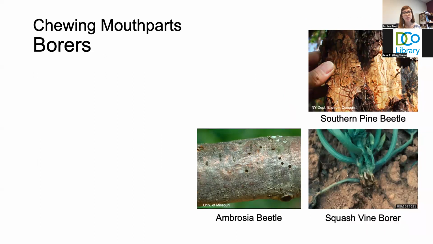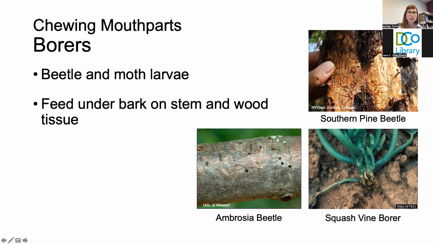Another set of chewing mouth parts are the borers. These are some that can break your heart, just like the Japanese beetles. So this is typically beetle and moth larvae. They feed under the bark on stem and wood tissue. So this is an example of ambrosia beetles. This is southern pine beetle.